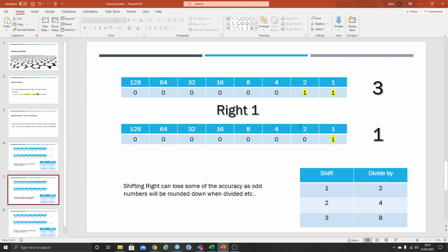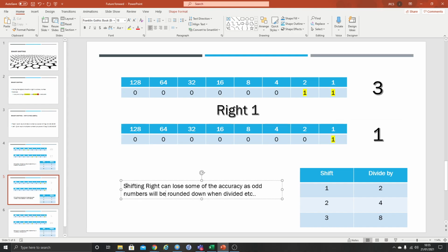The only issue with going to the right is that sometimes you lose accuracy, because if you've got an odd number, you're always going to lose the 0.5. So 3 divided by 2 will be 1.5, and the computer will always round it down, because when you're shifting down to the right, it's going to lose this one off the end, and then you're going to end up with this. So that is one issue with shifting to the right. This can be quite useful sometimes, but we won't go through that so much now. Just understand that shifting to the right can lose accuracy.